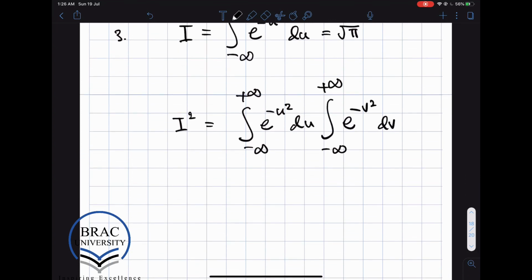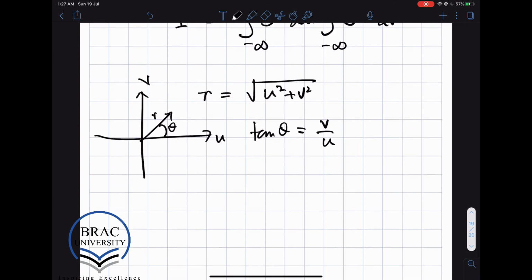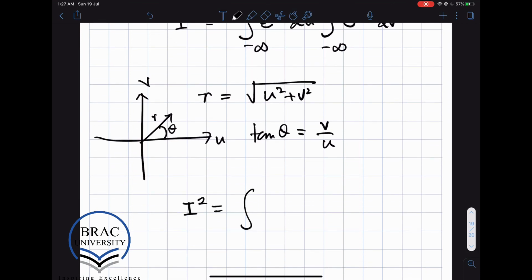Right? And then we can introduce 2 new variables, say r, where r squared is u squared plus v squared. You can think of u and v as being the x and y axis of a 2-dimensional plane, and r is the radial variable. And you'll have some angle theta, given by tan theta equals v over u. If I transform this integral into polar coordinates, then this will be given by a double integral where r goes from 0 to infinity and theta goes from 0 to 2 pi. And the measure, as you know from curvilinear coordinates, Jacobian calculus class, is r dr d theta.